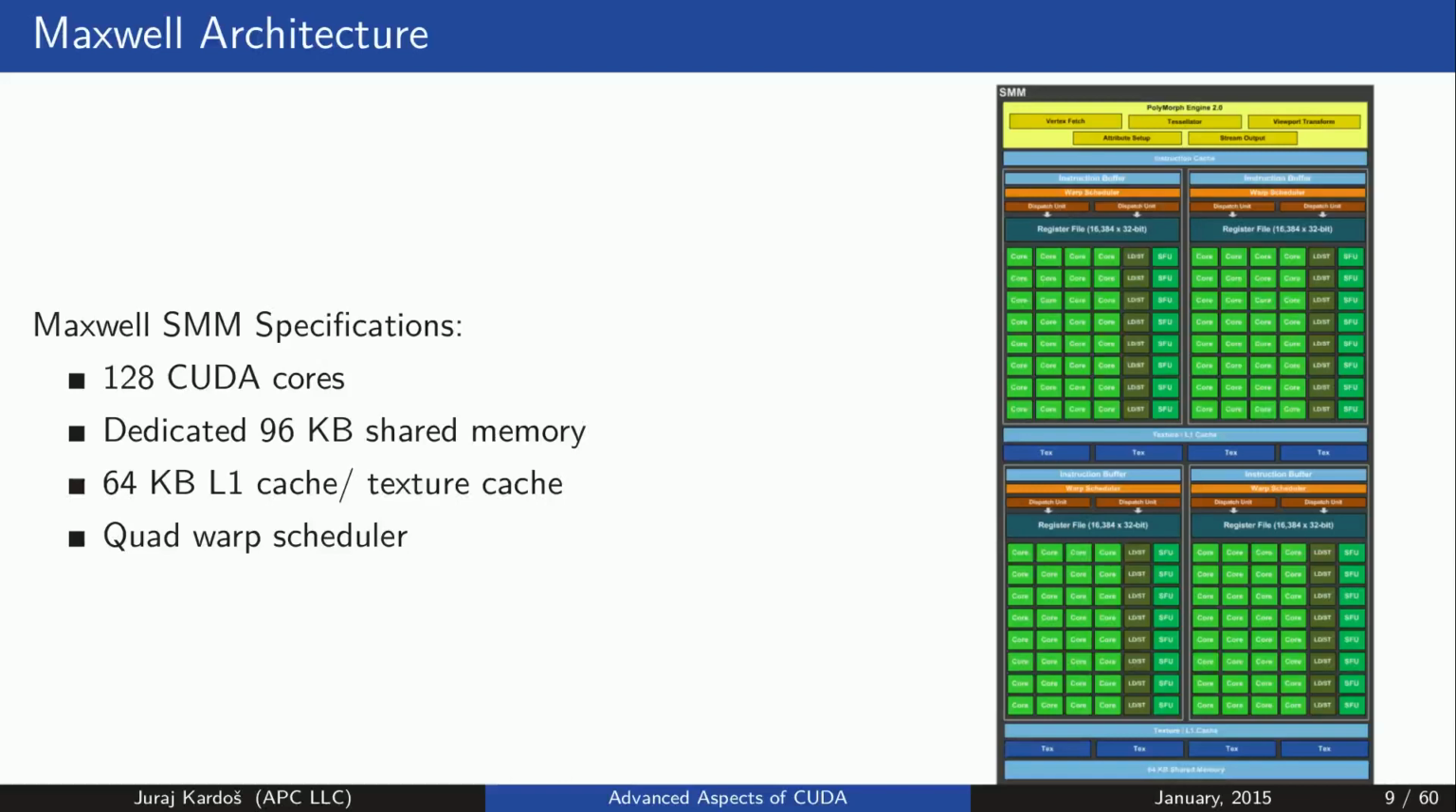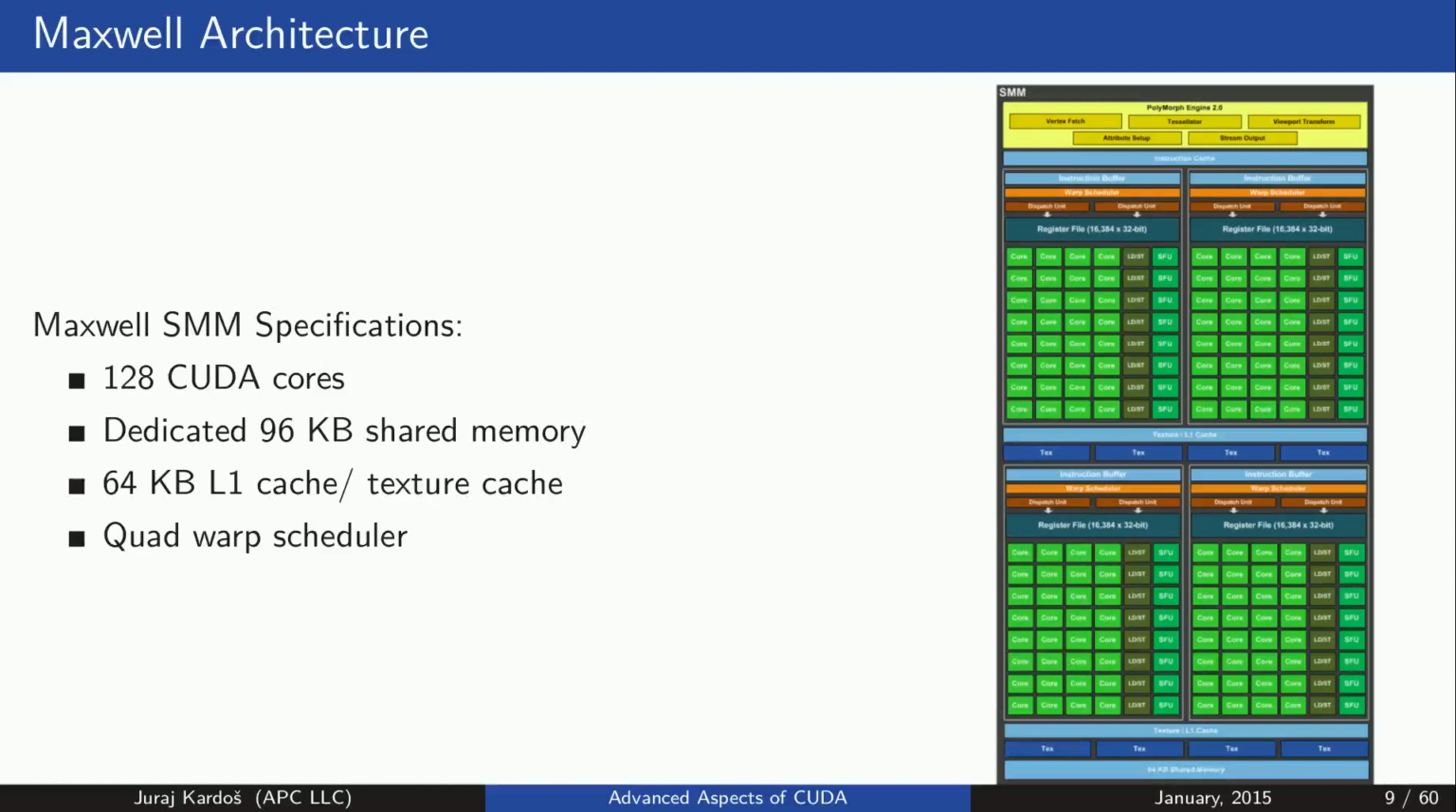Maxwell further improves on Kepler by separating shared memory from the L1 cache, providing a dedicated 96 kilobytes of shared memory in each streaming multiprocessor. The per thread block limit remains 48 kilobytes also in Maxwell, but the increase in total available shared memory can lead to occupancy improvements.